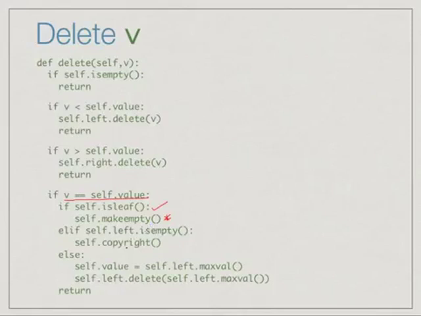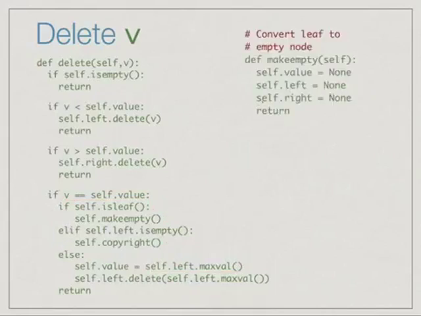If on the other hand, it has only one child, okay, so actually in this case, if the left is empty, then we just promote the right, okay, and if its left is not empty, then we will copy the maximum value from the left and delete the maximum value on the left. So we need to just see these two functions here, make empty and copy right.